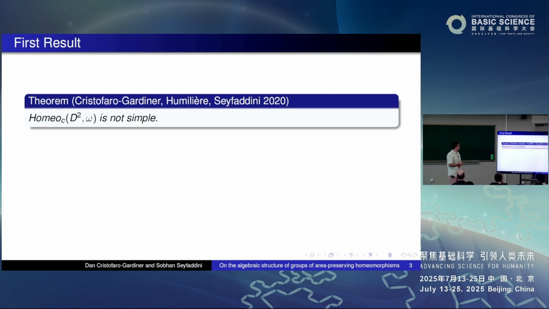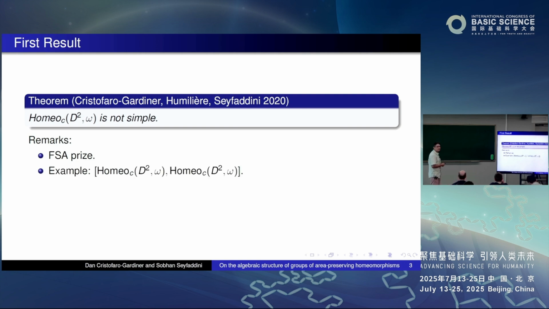So the group of area-preserving homeomorphisms of the disk is not a simple group. We proved this jointly with Dan Cristofaro-Gardner, who's here, and Vincent Humilière in 2020. And this was the paper for which we received the FSA prize here. Okay, so the group is not simple. It must have some proper normal subgroups.